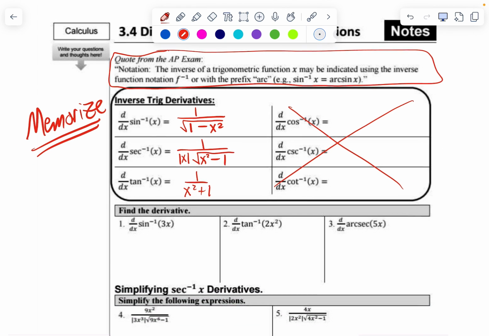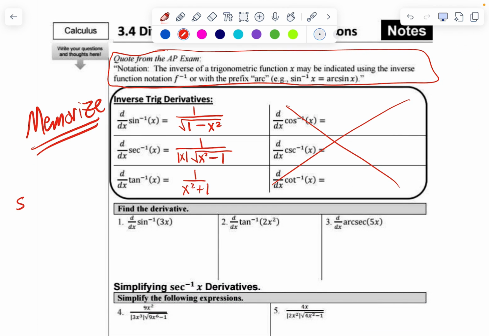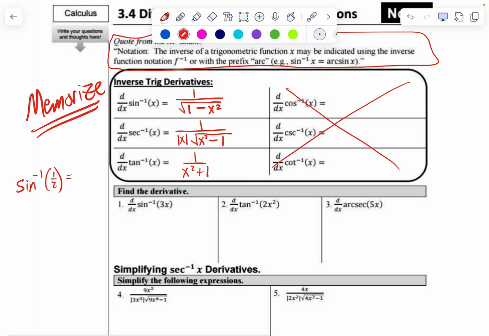Maybe it would help if we put a number to it. What is the inverse sine of 1/2? Let's just go with that one. So inverse sine of 1/2. Start using your unit circle real quick. Where does the sine ratio equal 1/2? That's what we're asking. On the unit circle, where does the sine ratio equal 1/2?